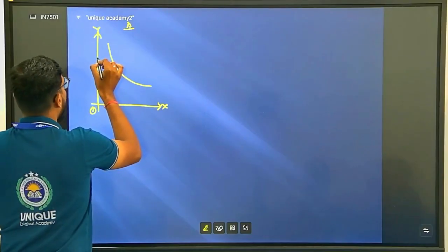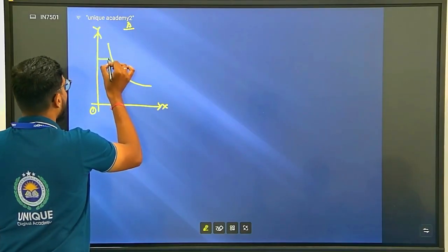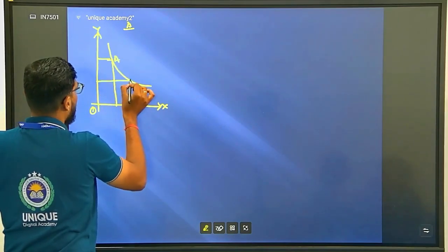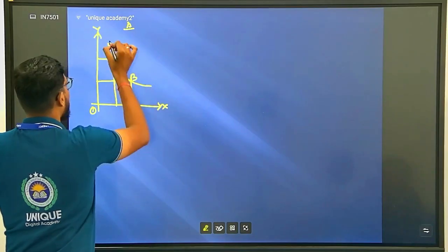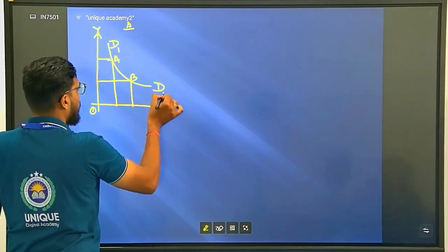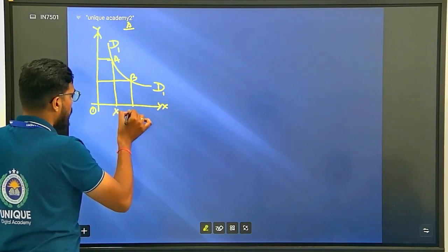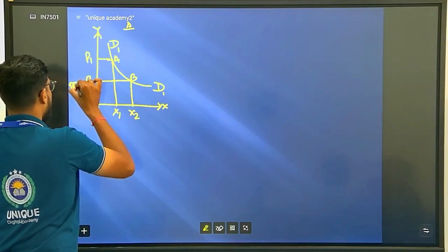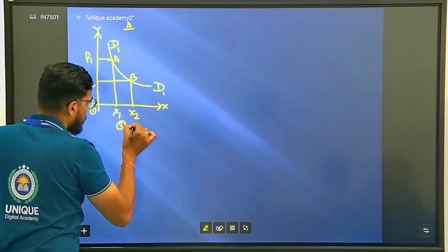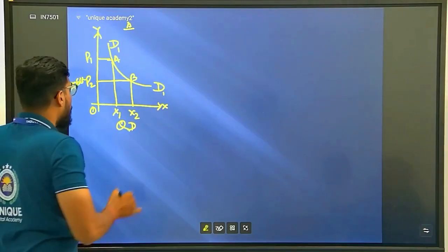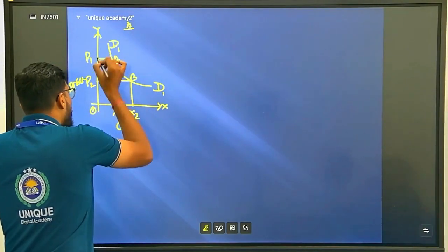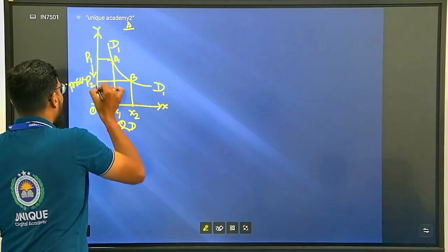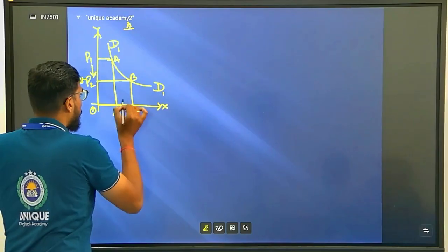Suppose we assume 2 points on demand curve D1 for individual A: one point A, another point B. X1, X2, P1, P2, X axis quantity, Y axis price. When the price of the product is OP1, demand is OX1. When price declines from OP1 to OP2, demand increases from OX1 to OX2.